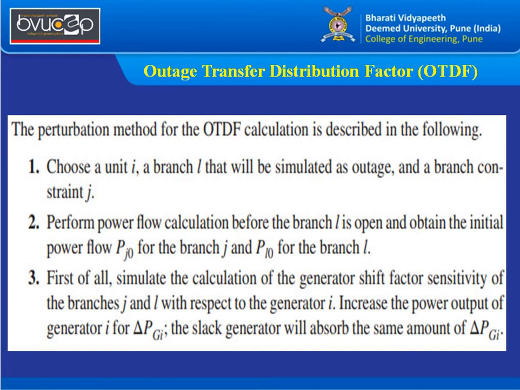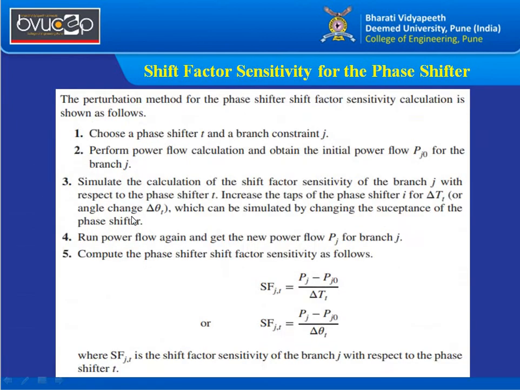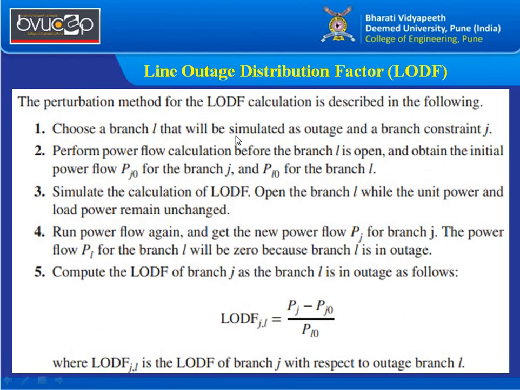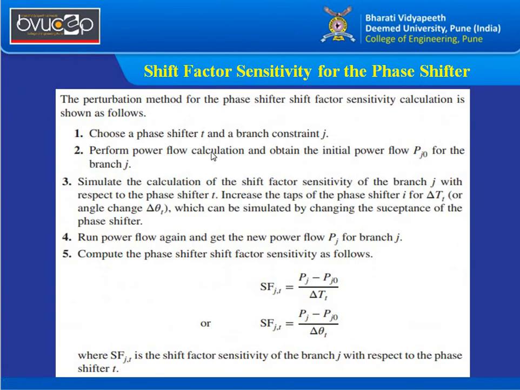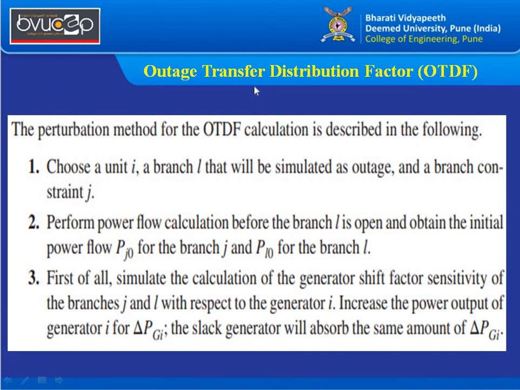And the last is going to be the outage transfer distribution factor. Now in this also we are going to consider a generating unit I, a branch L that is to be simulated as outage, and a branch constraint J. Now note that whatever we have studied in GSF and LODF is going to be combined in OTDF. So we are going to have a unit and a branch. Initially we are going to perform the power flow calculation before the branch L is open and obtain the initial condition for the power flow at branch J and PL as PL naught for the branch L.